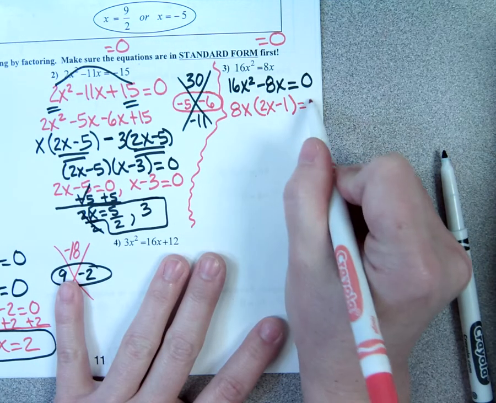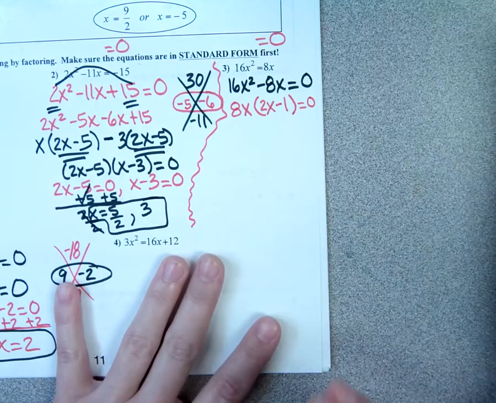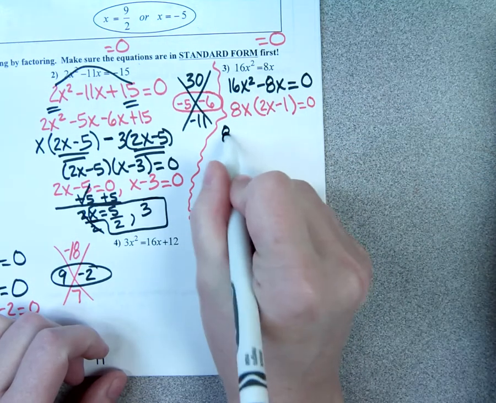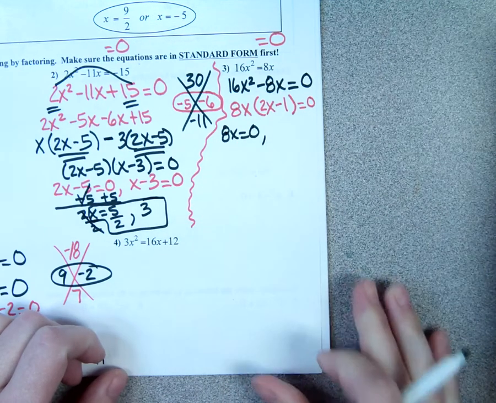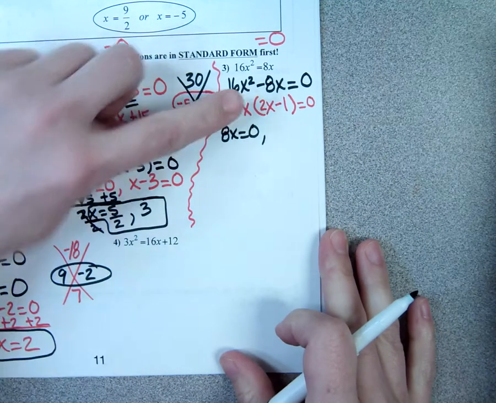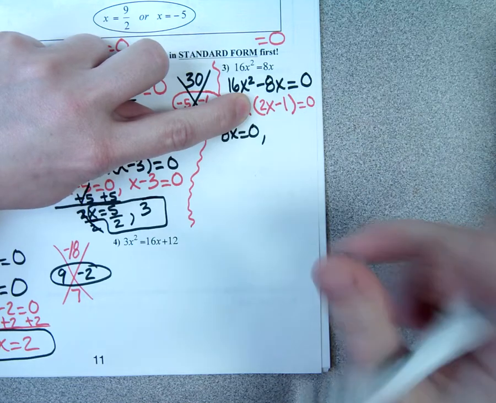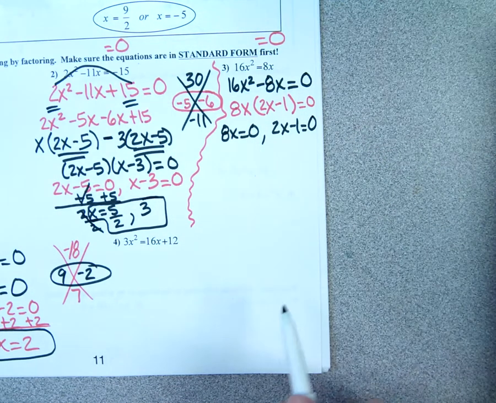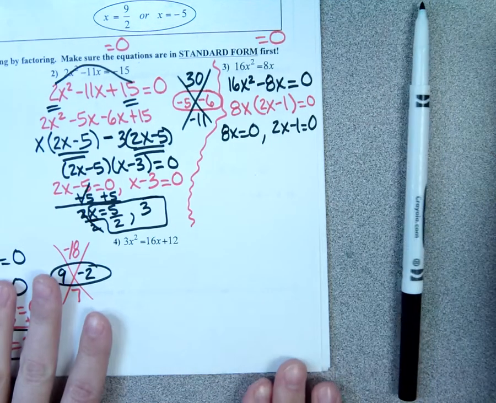So I'm going to bring down my equals 0, and now it's just time to solve. I'm going to set my first factor, 8x, equal to 0. And then I'm going to take my second factor, 2x minus 1, and set it equal to 0. Take a second and solve those two equations, and let's see what you get.